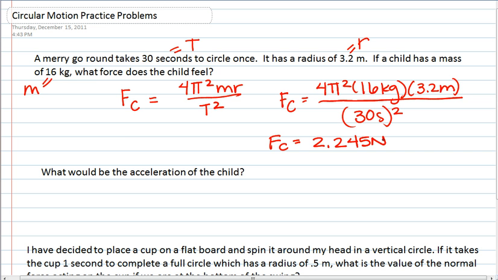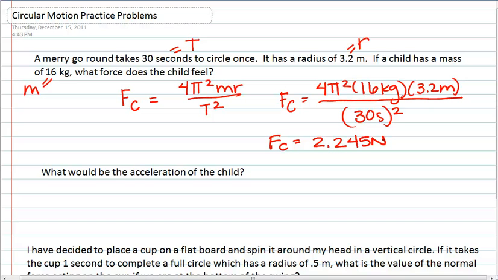When you go through and calculate this out, we find that the centripetal force is simply going to equal 2.245 newtons. Now, one of the questions I asked you to solve for homework tonight wants you to do the same thing, only instead of using 30 seconds, I want you to cut that time in half and instead use 15 seconds and see what kind of effect that has on the child.